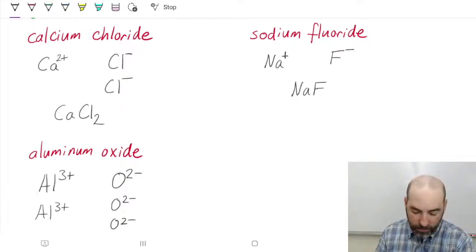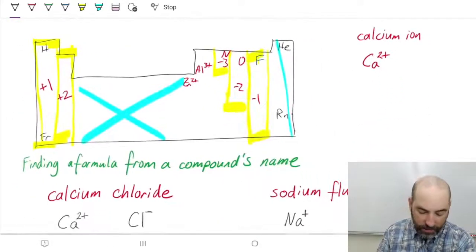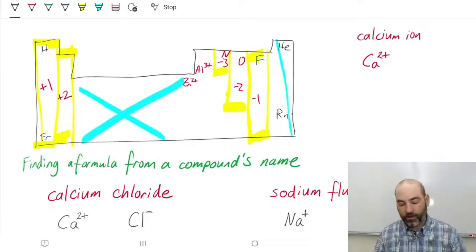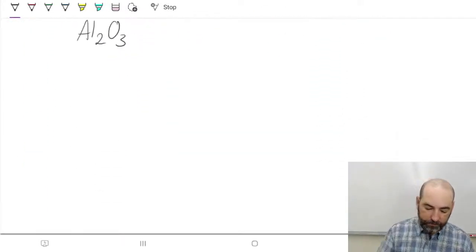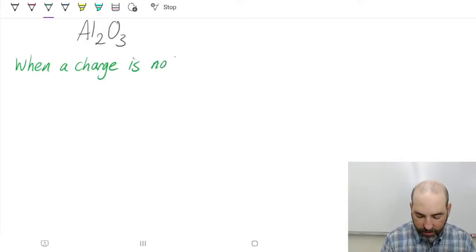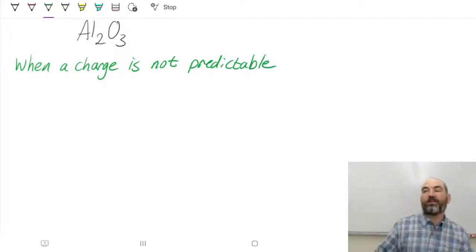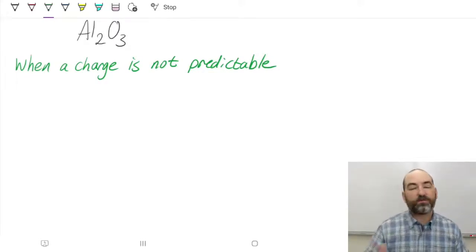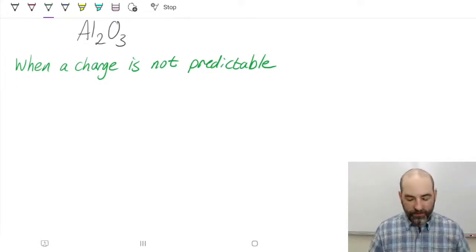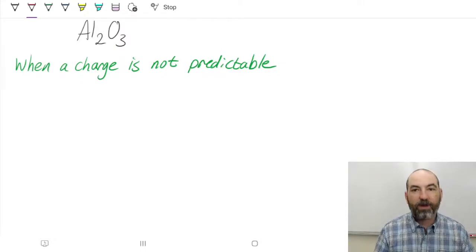There has to be 2 of those chlorides to balance out that calcium. All right, so the next thing then is, what about all of those other elements in the middle here that we didn't talk about? How do we deal with those compounds? So we might call that when a charge is not predictable. And this really only applies to cations. The anions are either going to have always predictable charges from the periodic table, or there's some other thing that we're not even going to deal with. But these types of compounds actually have to tell you what the charge is.